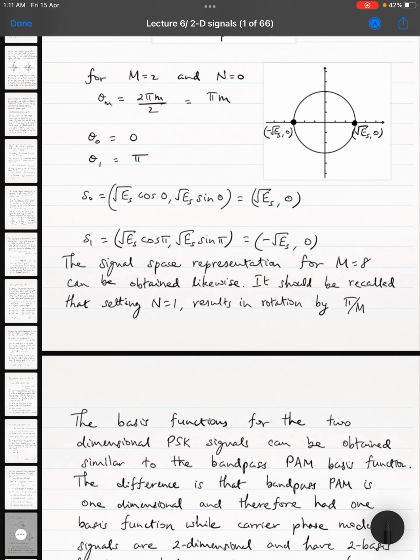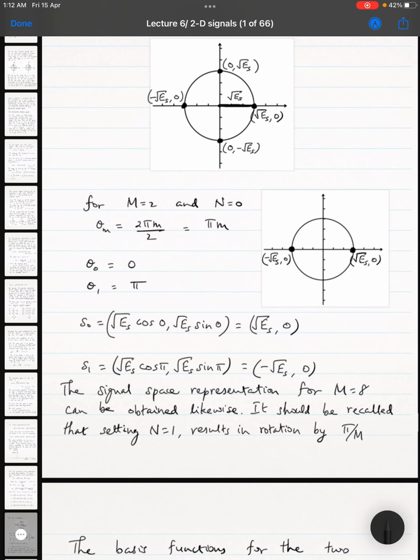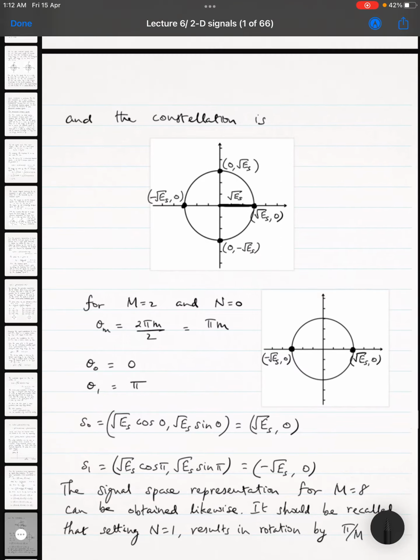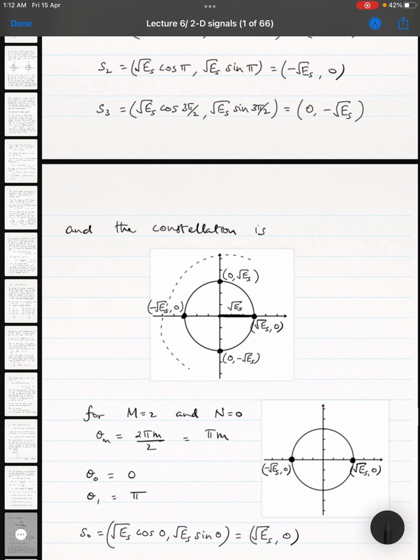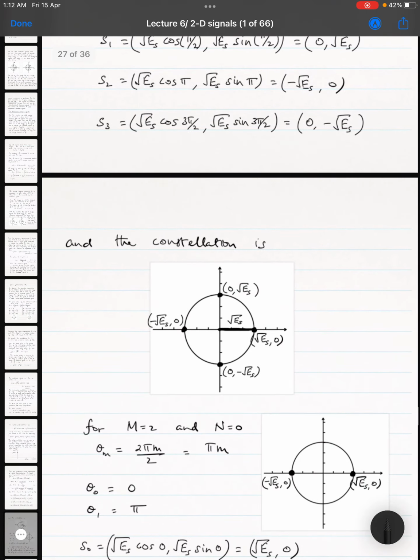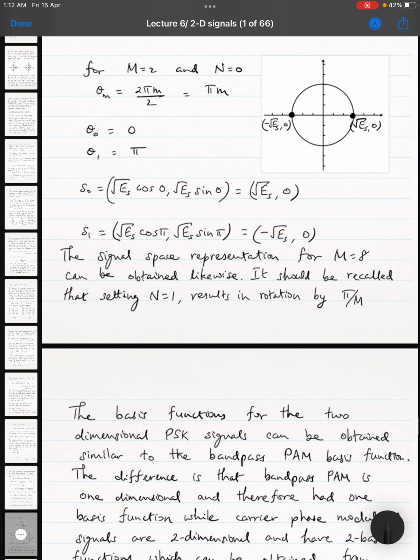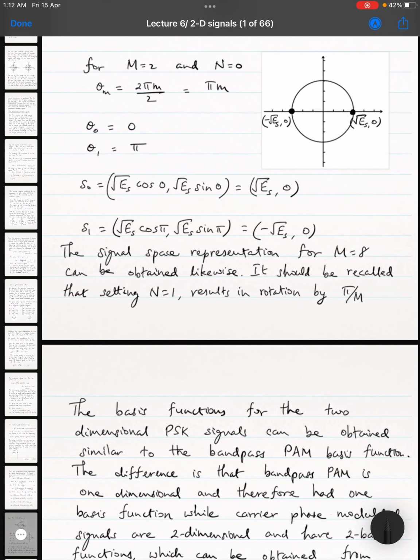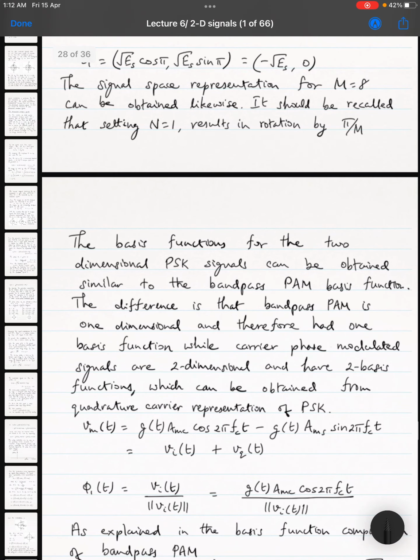As we have said earlier also, by setting n equal to 1, the constellation gets rotated by pi by m. So in the binary case, if we set n equal to 1, the points will lie on the y-axis. That means this constellation will get rotated by 90 degrees, which is pi by 2, for m equal to 2. Similarly, if we have the constellation for m equal to 4, using the choice of n equal to 1, we will have these points rotated by 45 degrees. So the points will lie over here. Okay, so that's just an aside which you can visualize for yourself.